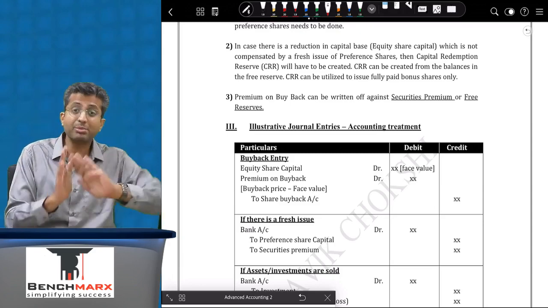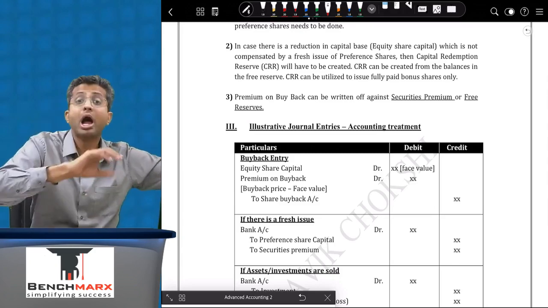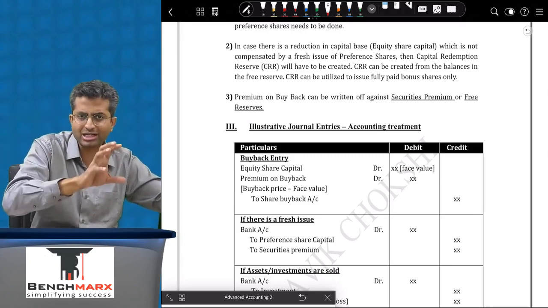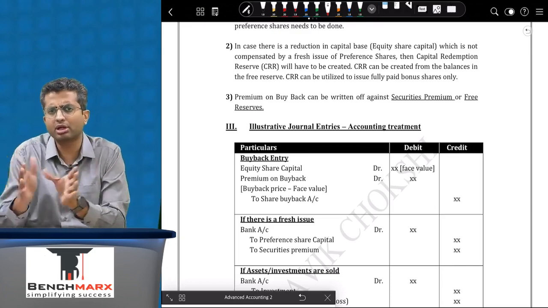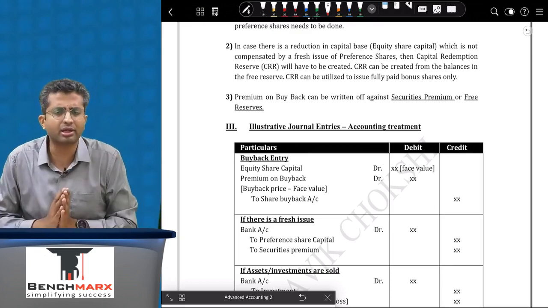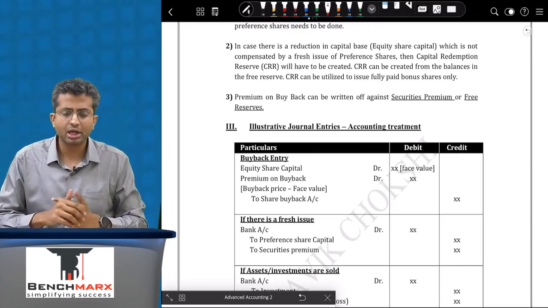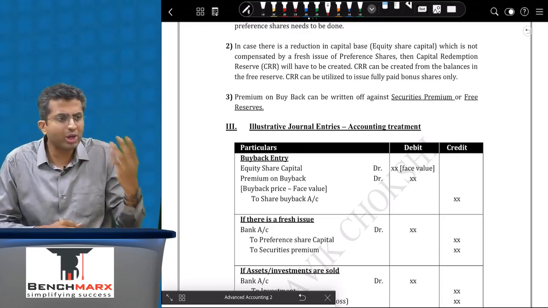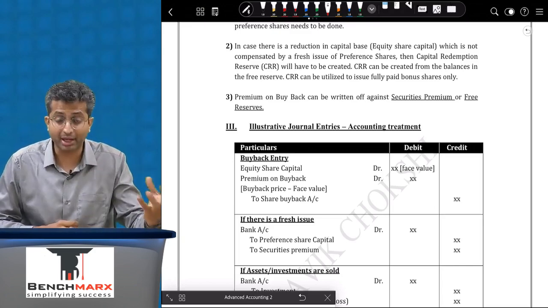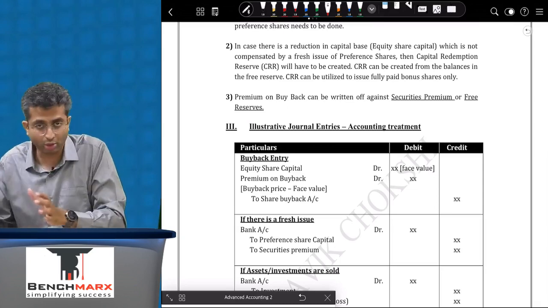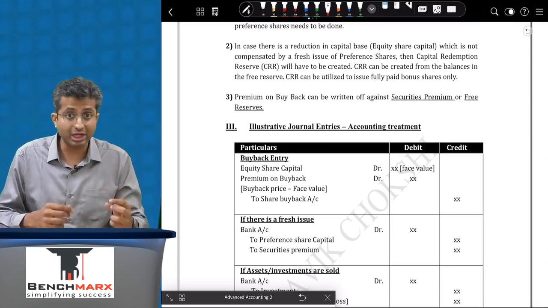So your journal entry will be share capital account debit by the face value, premium on buyback account debit 20, to, let us say, a temporary account called a share buyback account, or any other name you can give, 30 rupees. Okay, sir, what will you do with the premium on buyback? Now, premium on buyback has to be written off. It will be written off against which ledger?